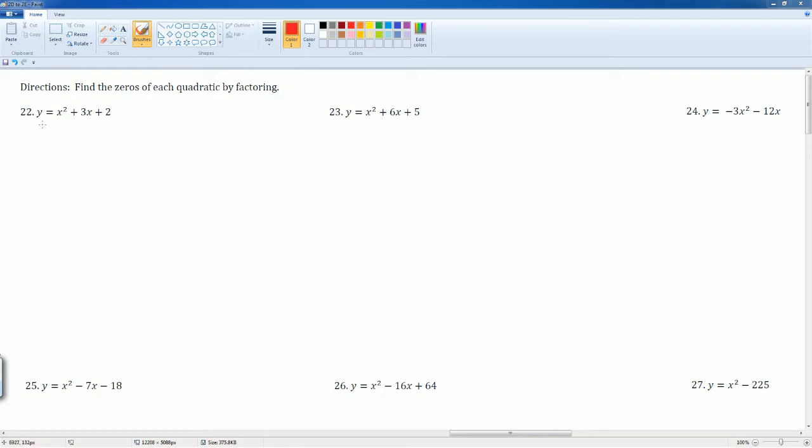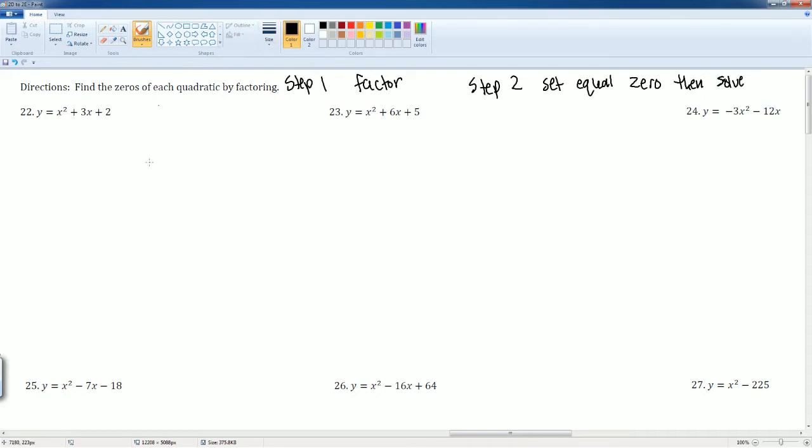Here I'm going to cover questions 22, 23, 24 just for this video. It says to find the zero of each quadratic by factoring. So we have to be careful with our steps. Step one is to factor, whatever method we have. Then step two, we're going to set equal to 0, then solve. Those are your two major steps.